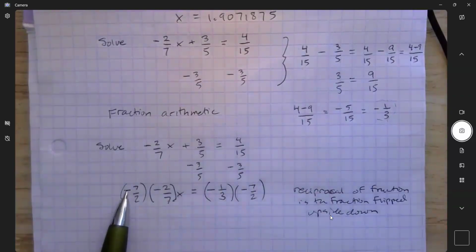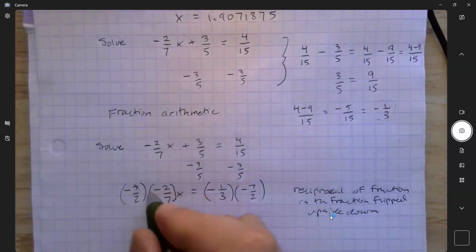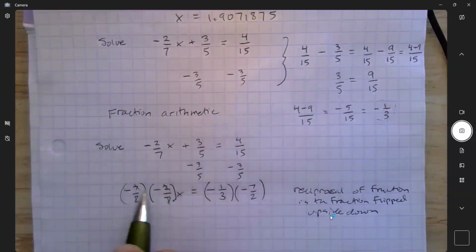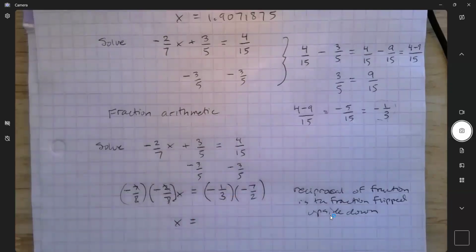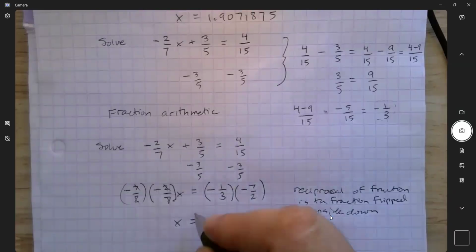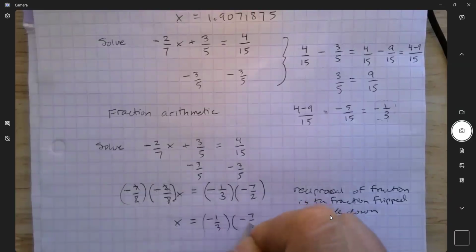And now if you look, you see this 7 and that 7 cancel, and this 2 and that 2 cancel, and the minuses also cancel. And so that gives me just the x on the left side that I was looking for. And when you do multiplication, fraction multiplication, this time you do multiply across. So I'll take it a little more slowly this time.